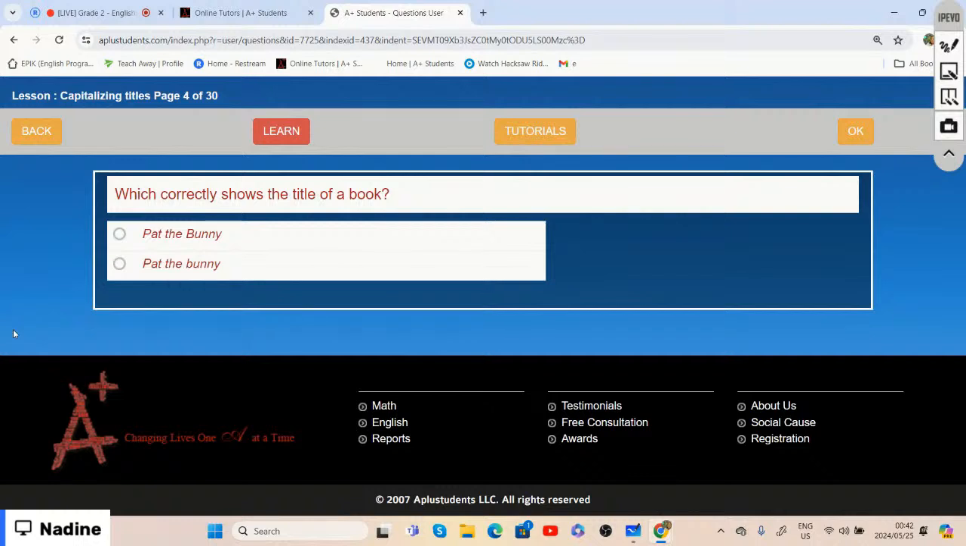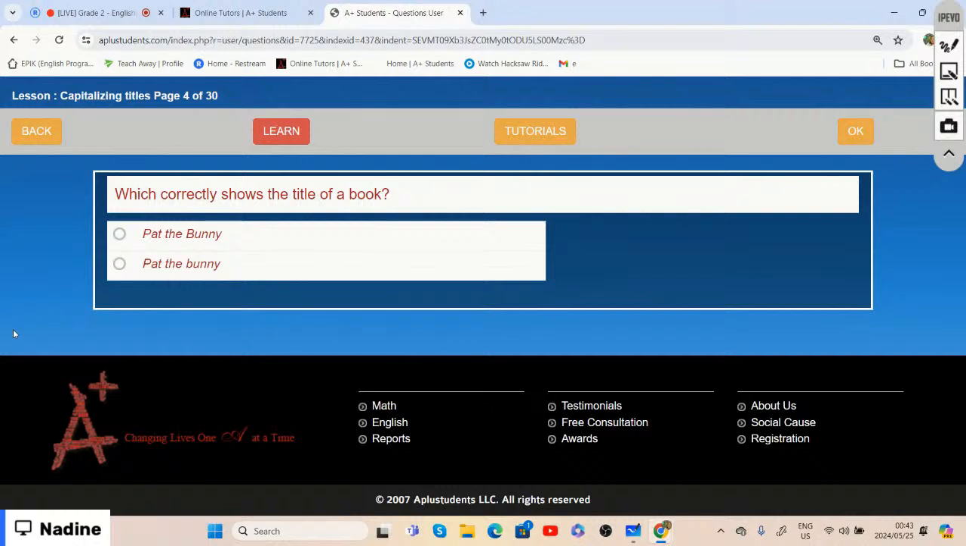Look at the first word. Is it capitalized? Look at the last word. Is it capitalized? That is what should be the first things that we look at. Is the first word capitalized? Is the last word capitalized? Look again.